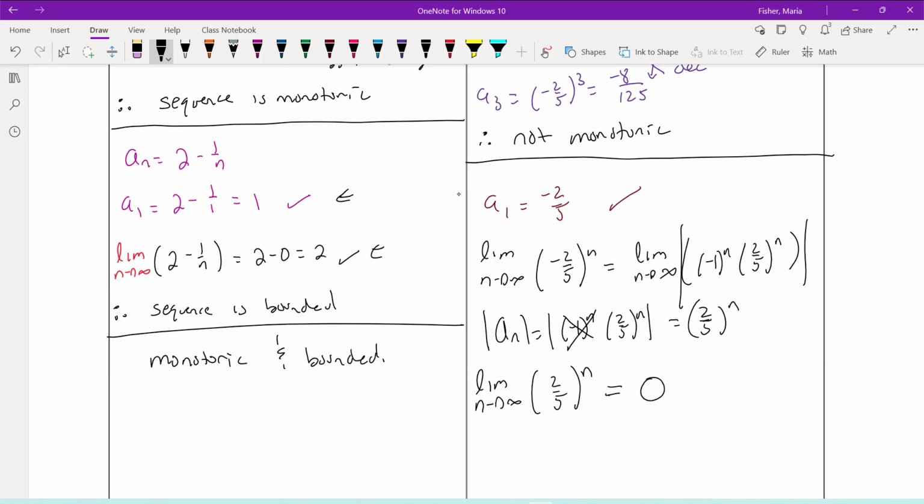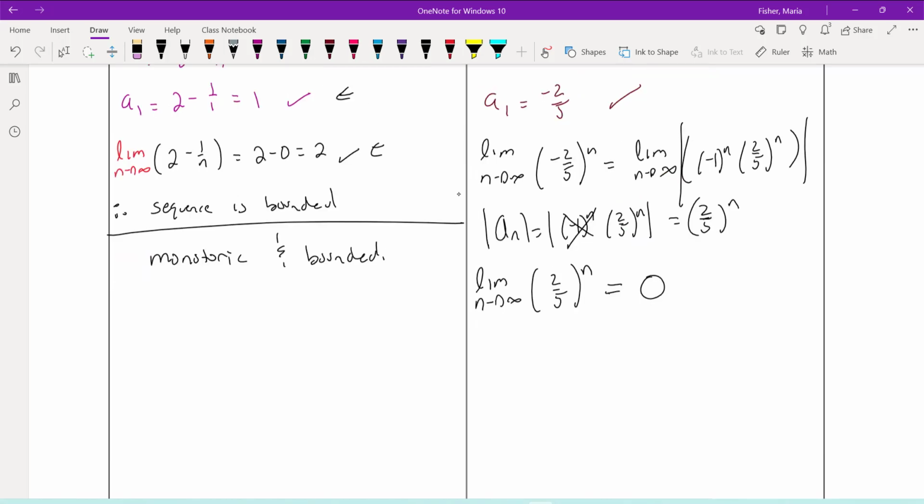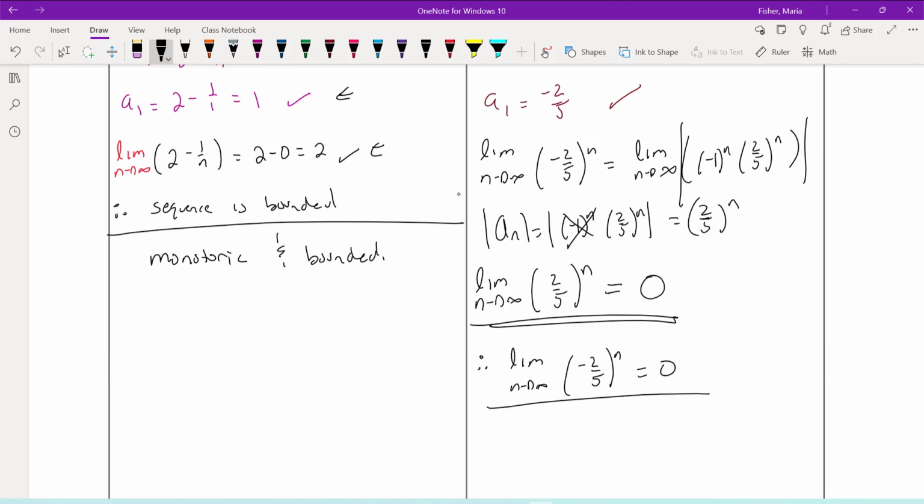Now remember, the absolute value theorem for sequences said if you took the limit as n went to infinity of the absolute value of the sequence, and that was equal to 0, that meant that the limit as n goes to infinity of negative 2/5 to the n would also equal 0. And since this guy here is a number, that means that we are bounded.